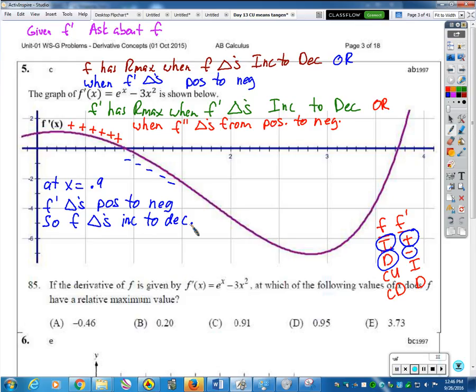Follow-up questions, anyone? So f has, what belongs here? Is it relative max or relative min? Go, Rich. Relative max. So f has relative max at x equal 0.9. That's what they're looking for. So we're done.